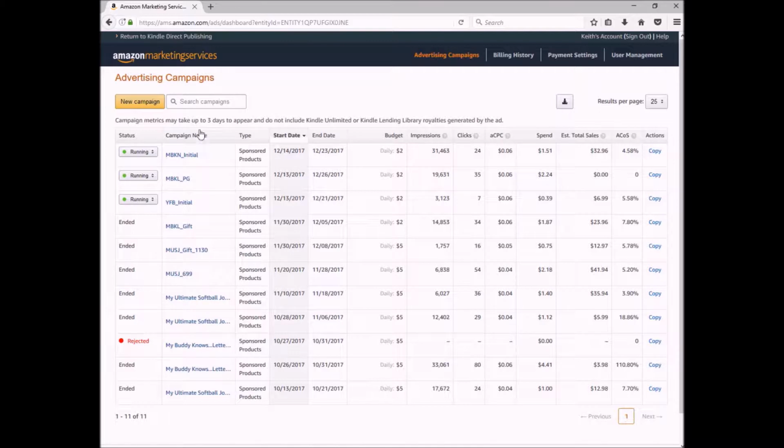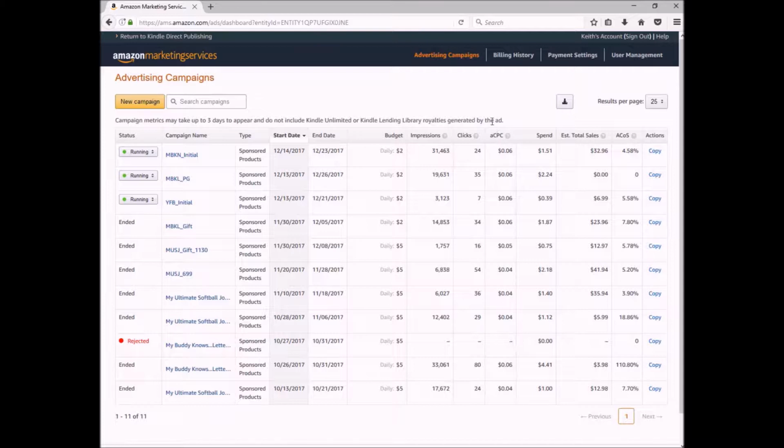So here's the name of your campaign. This is the status, the type of campaign, whether it's a product or it's a sponsored ad, start date, end date, what your daily budget is, number of impressions. This is a big fancy word for the number of times your ad was seen. Number of clicks. That's the number of times that someone actually clicked on your ad.